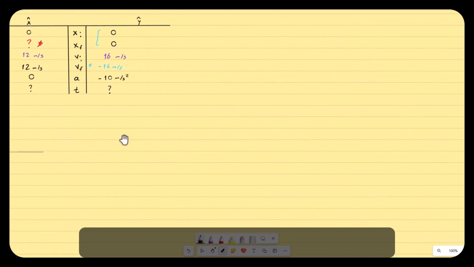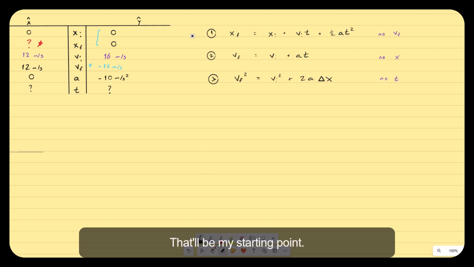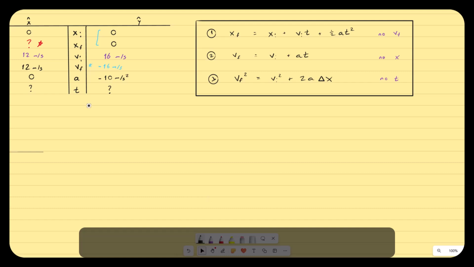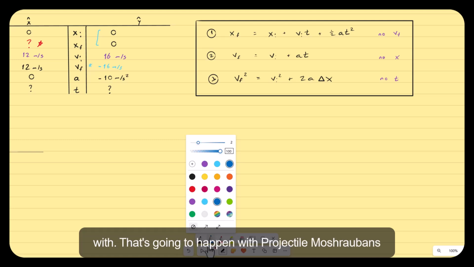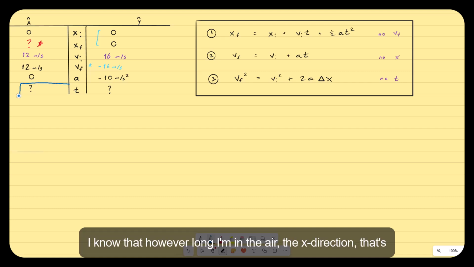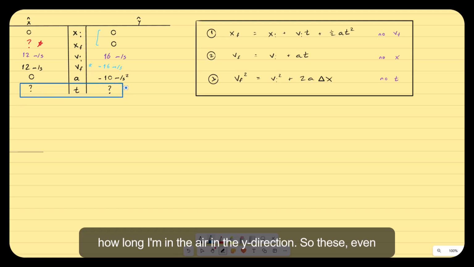Done with my picture, and I can write my equations. And that'll be my starting point. You remember when we did pursuit problems, how there was some kind of a common ground that we could work with? That's going to happen with projectile motion problems too. I know that however long I'm in the air in the x direction, that's how long I'm in the air in the y direction. So these, even though I don't know what they are, I do know that they're going to be the same as each other, and that'll be helpful.